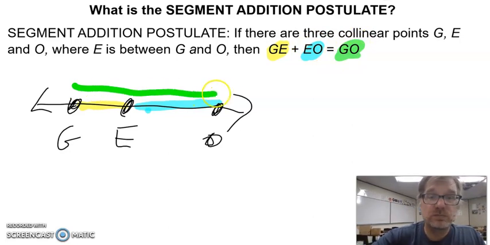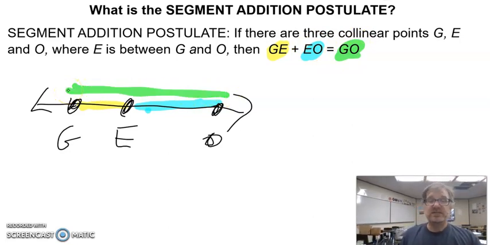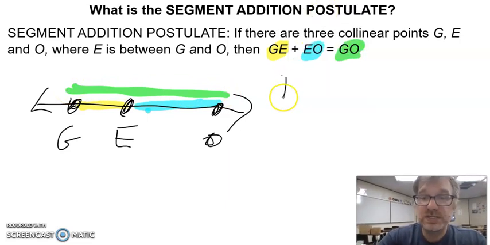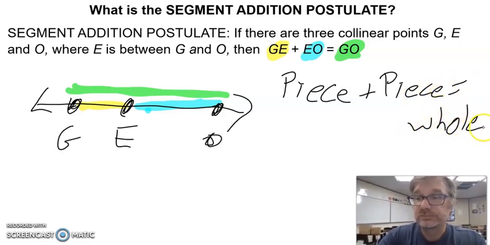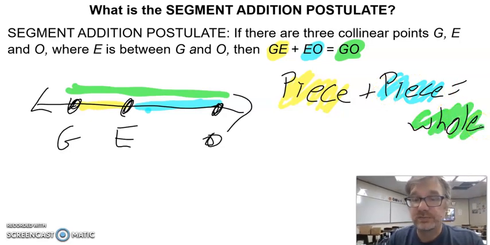So what we have is the front plus the back equals the whole thing. Or what I like to say, piece plus piece equals whole thing. The front piece plus the back piece equals the whole thing. The yellow part plus the blue part, the front part in yellow plus the blue part in back, equals the length of the entire thing. GE plus EO equals GO. Front plus back equals whole. Part plus part equals whole.